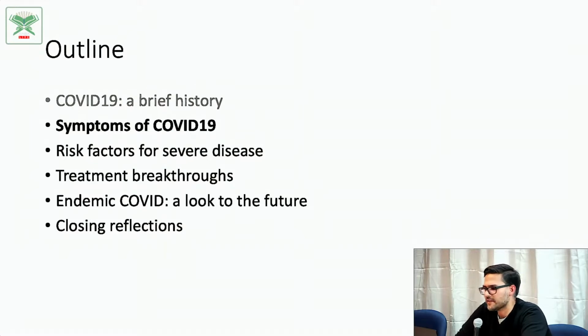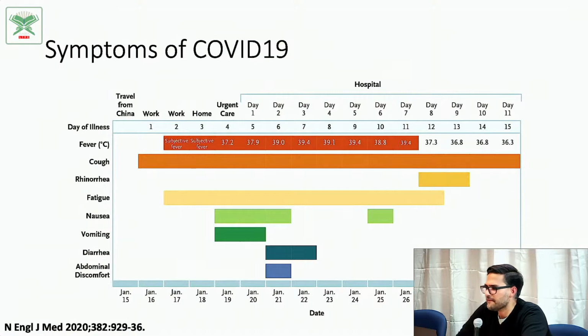So next, let's go to the next slide and talk about symptoms of COVID-19. So this is a figure from the initial symptoms of the first patient, that patient in Washington State, in January of 2020.